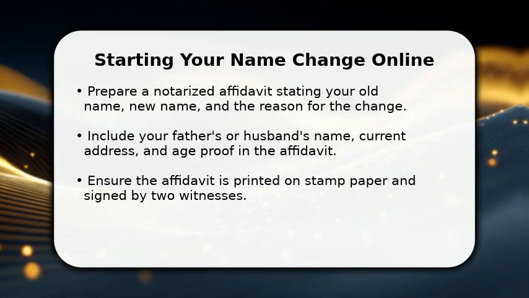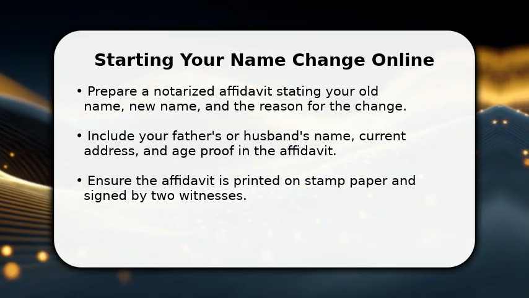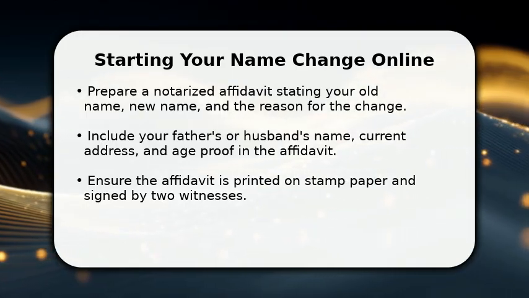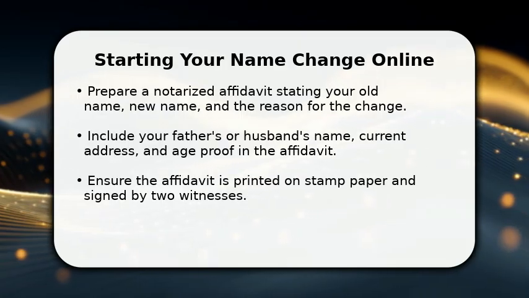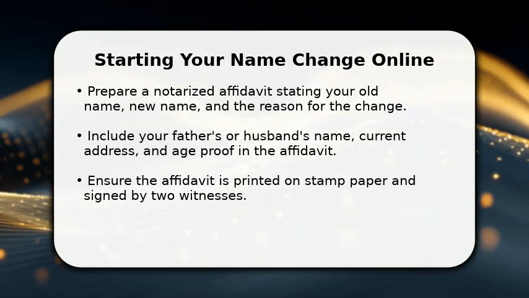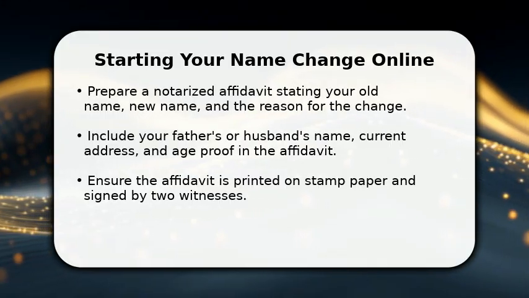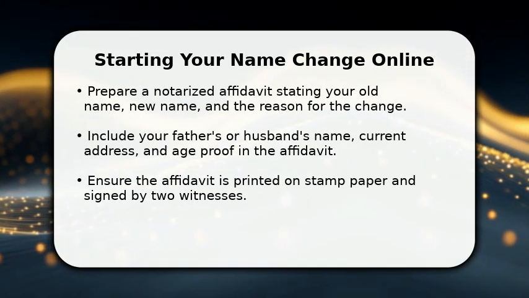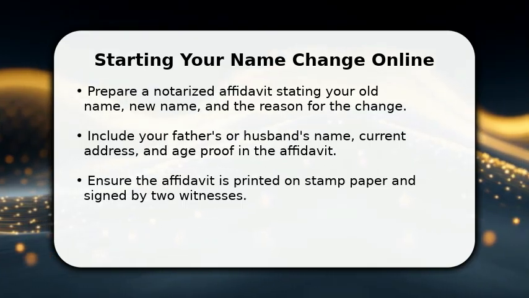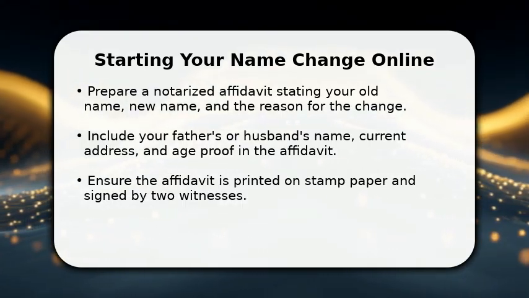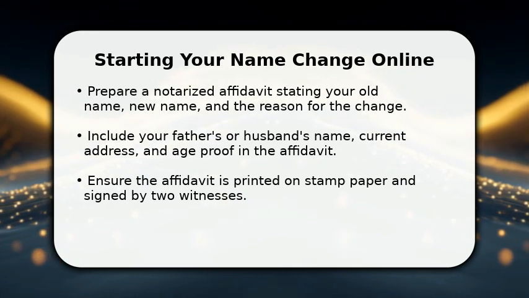First, you need to prepare a notarized affidavit. This important document should clearly state your current name, your desired new name, and the specific reason for this change. Remember to include details like your father's or husband's name, your complete address, and any necessary age proof. Have this affidavit printed on stamped paper and properly signed by 2 witnesses to make it legally binding.